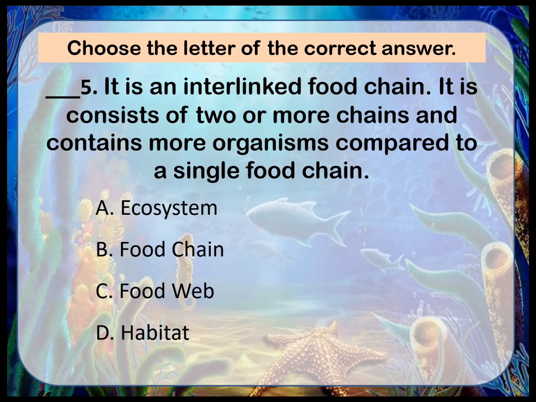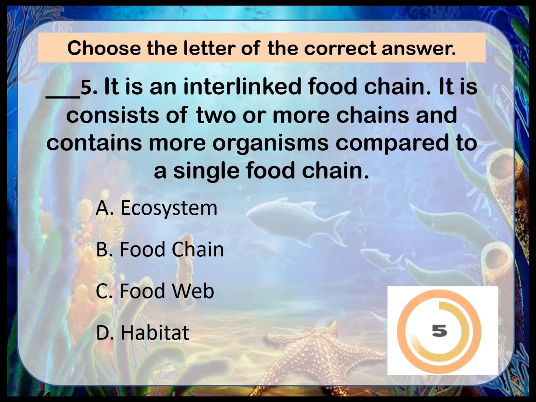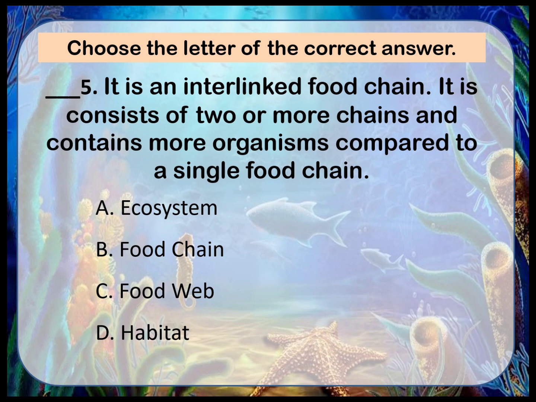For number 5, it is an interlinked food chain. It consists of 2 or more chains and contains more organisms compared to a single food chain. A. Ecosystem. B. Food chain. C. Food web. D. Habitat. The answer is letter C. Food web.